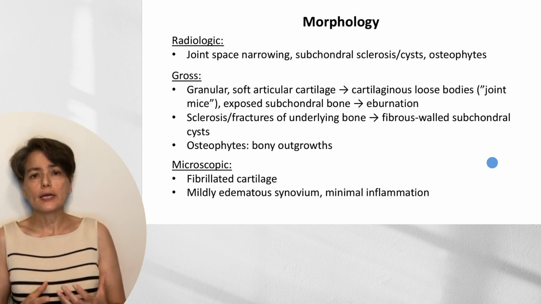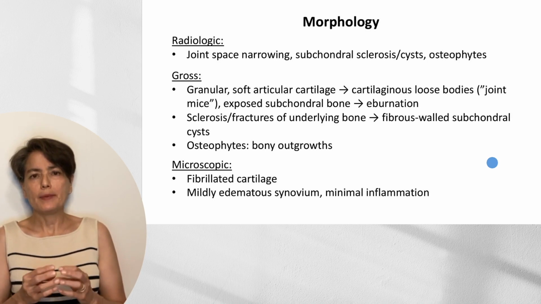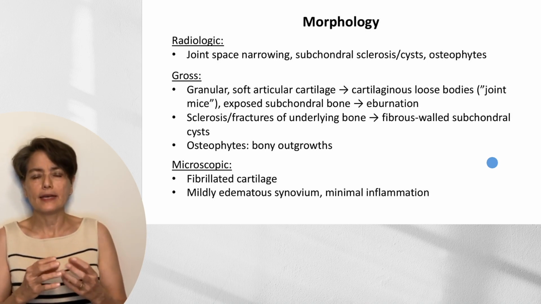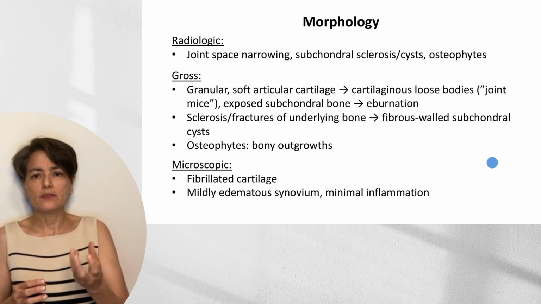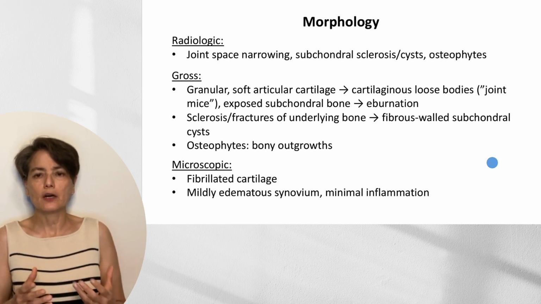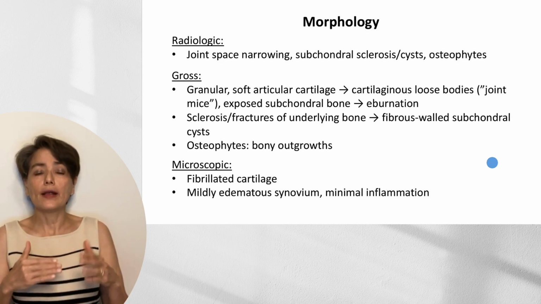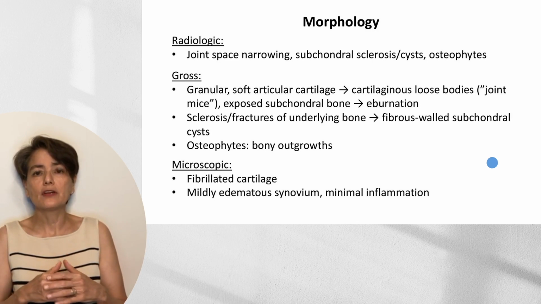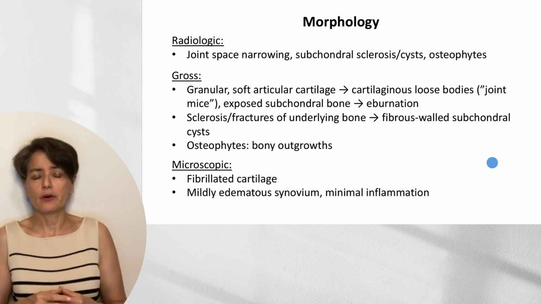Now, grossly, if we look at a joint that's been removed for arthroplasty, we'll see that the cartilage may be granular and soft. Because this occurs because we have breakdown of our collagen and our proteoglycans, it's going to absorb some more water. And then as these pieces are shed into the joint capsule, we get our cartilaginous loose bodies or joint mice. And that exposed subchondral bone will rub against the other area of subchondral bone, and this can cause burnishing of that surface so that it looks like a cue ball from a pool game.